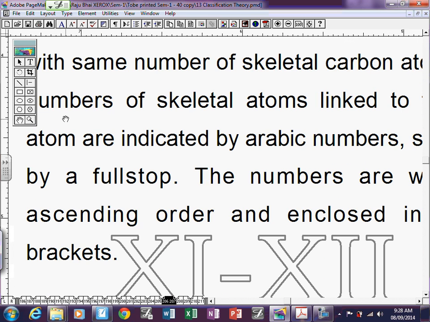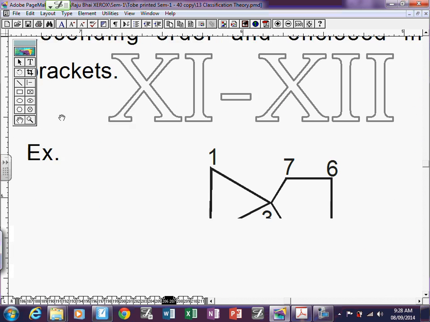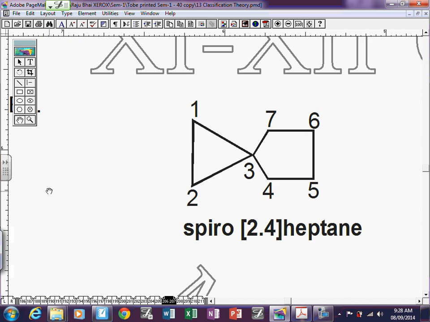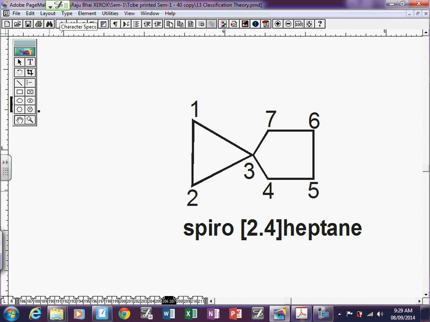Now I'm teaching you one more, which is different from what I told. This is also cyclo, like a bicyclic, but it doesn't have a bridge. It has only one common point. Then they are called spiro.